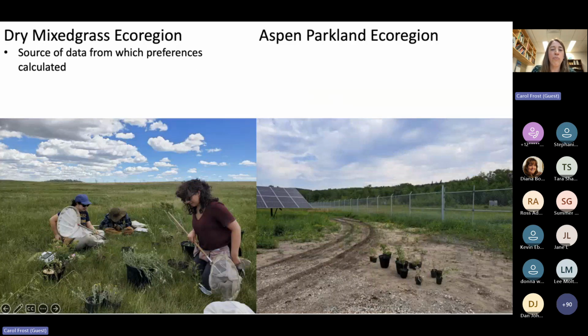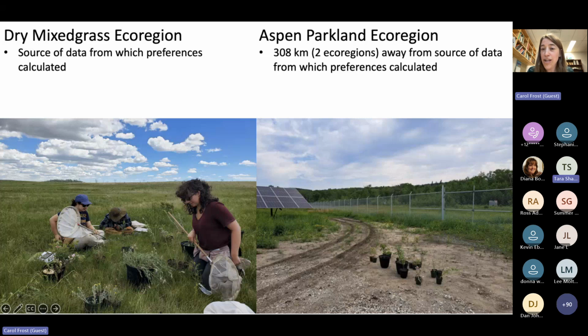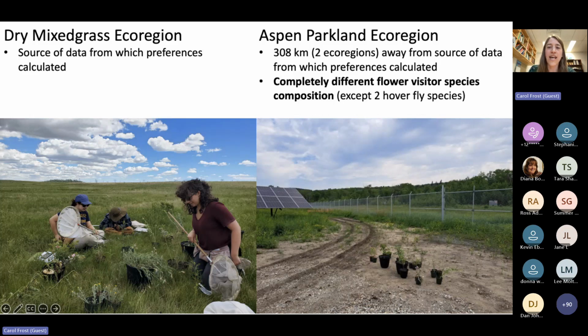So the preference metrics should work best, have the best predictive ability for this data set. They also did this in the Aspen Parkland ecoregion, which is the site was 308 kilometers, 2 ecoregions away from the source of the data from which the preferences were calculated. The Aspen Parkland ecoregion also had completely different flower visitor species composition, except for 2 hoverfly species. So Rachel and others caught totally different species visiting flowers in the solar farm in the Aspen Parkland, as compared to in the dry mixed grass prairie.